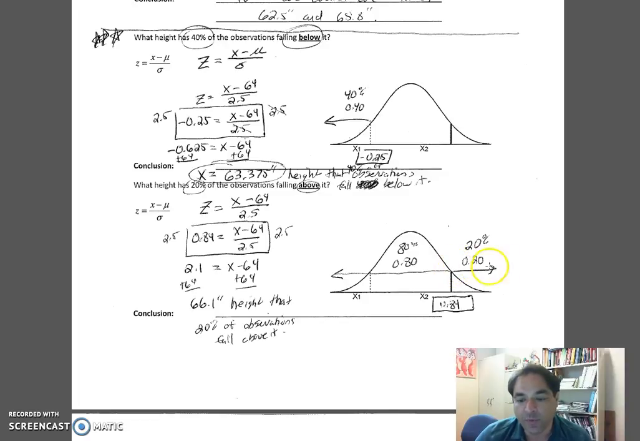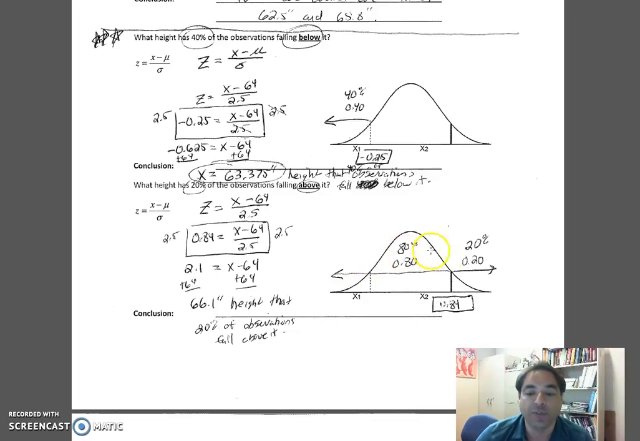First of all, if it's 20% above, our z-score has to be positive because we're on the right side of the 0. And also, the table never tells us above. The table always tells us below. So we have to think a little bit. If it's 20% above, and the table doesn't tell us above, but it tells us below, therefore, it must be 80% below. So to be in the terms of the table, we needed less than, not more than. So if it's 20% more than, above, it must be 80% below.